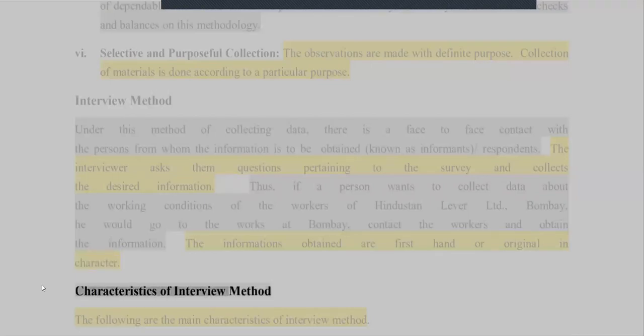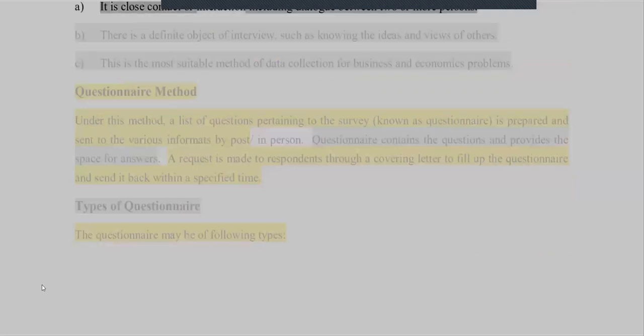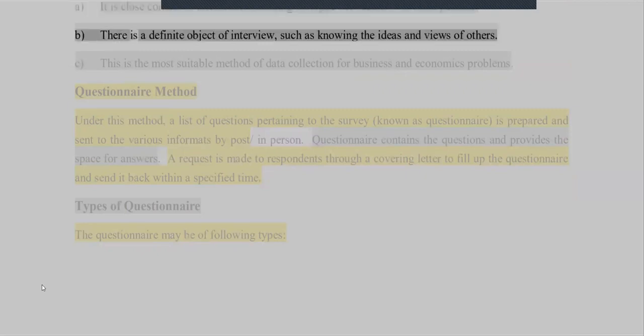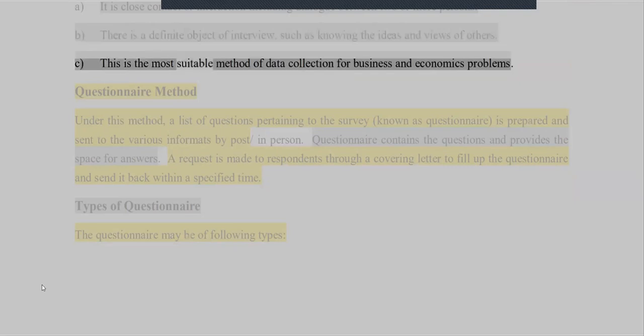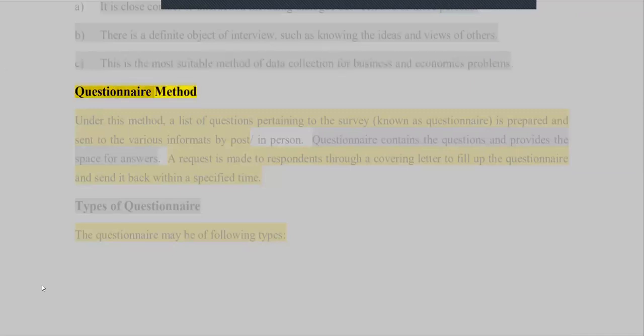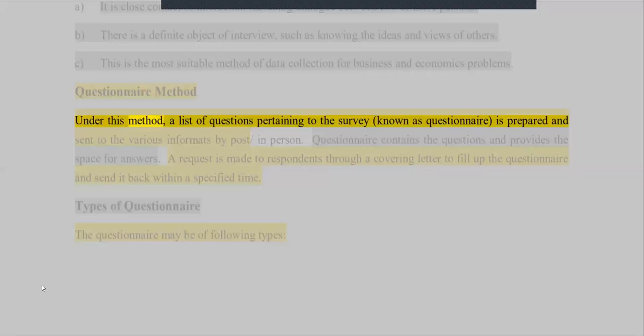Characteristics of interview method. The following are the main characteristics of interview method. A. It is close contact or interaction including dialogue between two or more persons. B. There is a definite object of interview, such as knowing the ideas and views of others. C. This is the most suitable method of data collection for business and economics problems. Questionnaire method. Under this method, a list of questions pertaining to the survey, known as questionnaire, is prepared and sent to the various informants by post or in person.